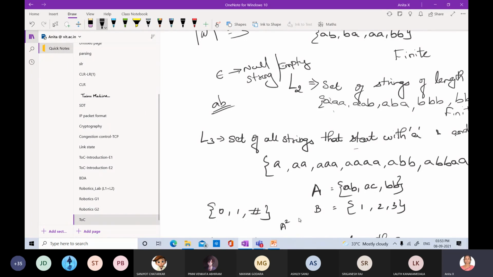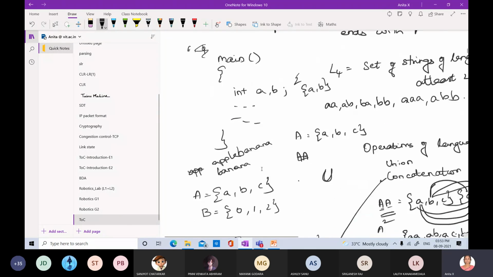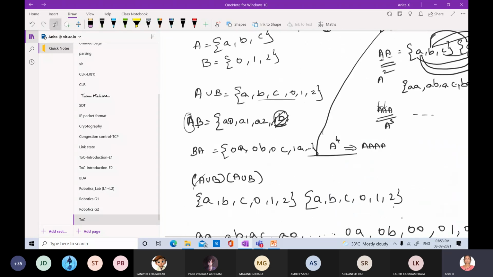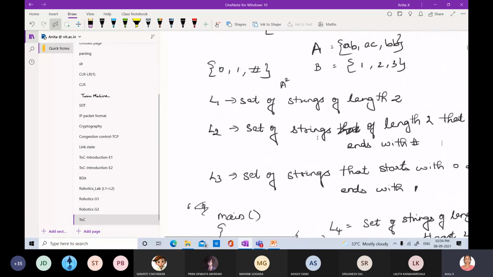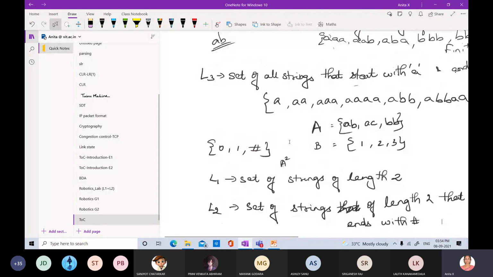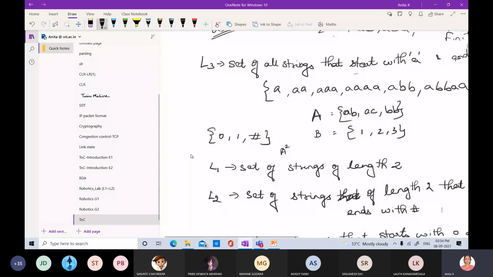So what is going to be A square here? What are the strings possible in language A square? Already we have discussed, right? A square is nothing but A concatenated twice. If it is A cube, it is A concatenated thrice. So here, A square is nothing but A concatenated twice.